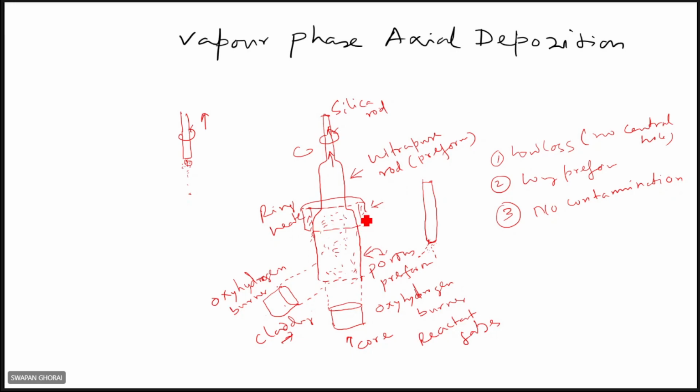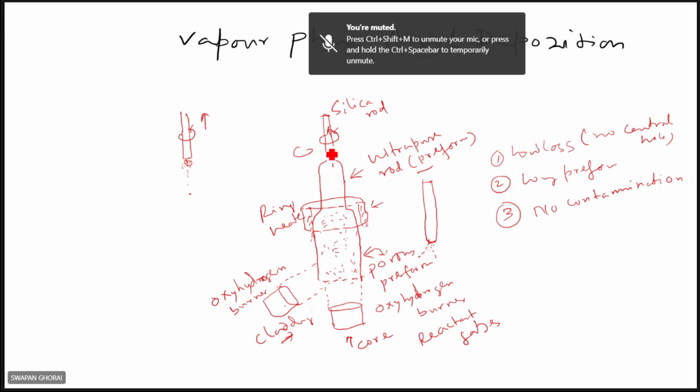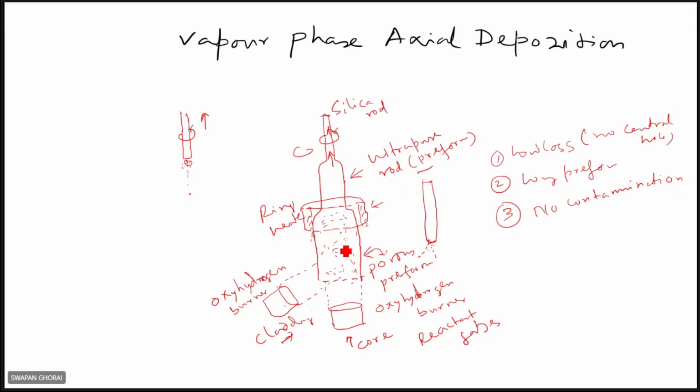Right. After the porous preform is passed through this ring heater, it will be an ultra pure rod, which is called a preform. This is the preform, and this is used to draw the fiber. This is the actual rod that is used initially. So that is the technique for this VAD method.